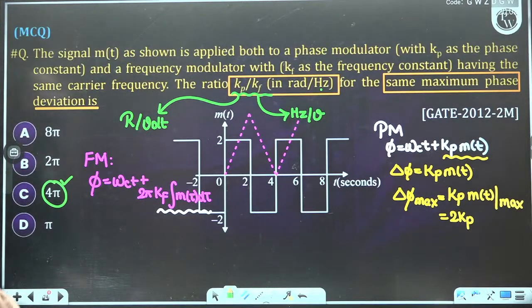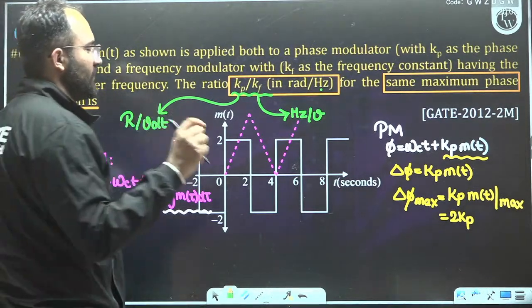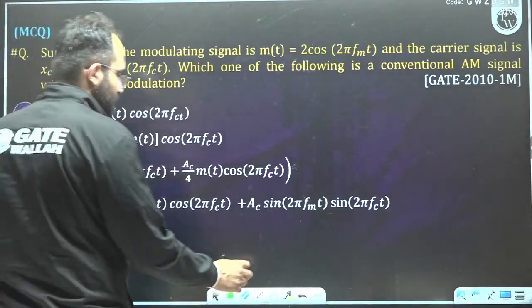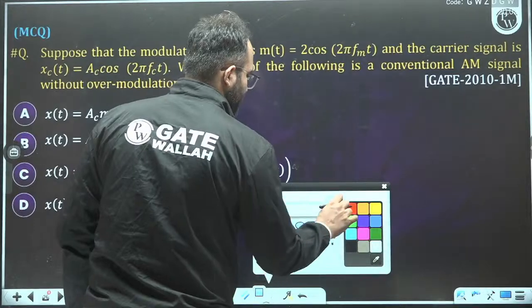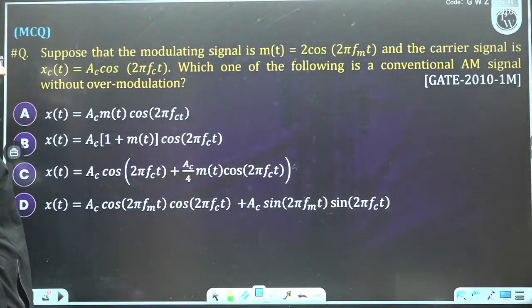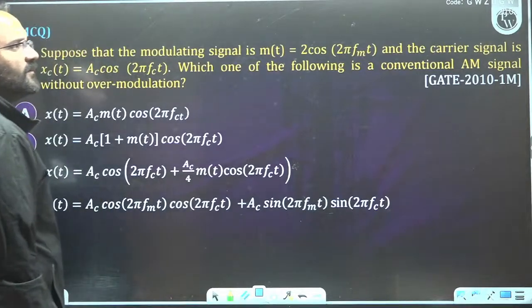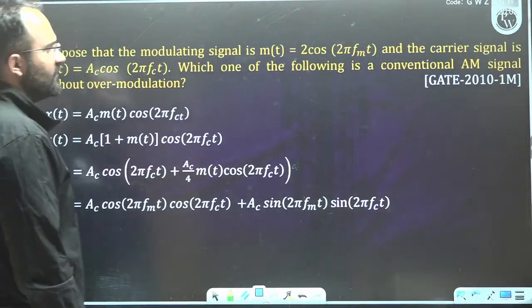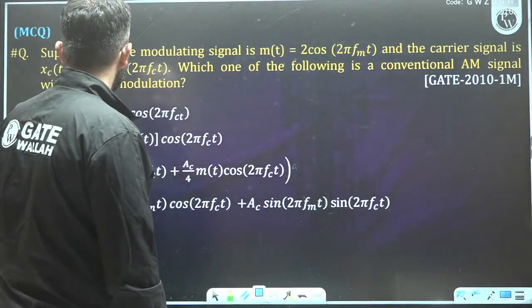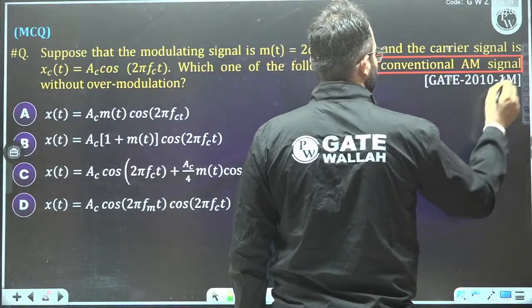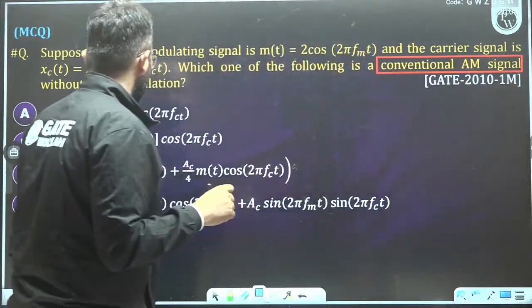Okay, so let's move on, dosto. I hope all of you are able to solve the question. Now let's see some more questions. Suppose that the modulating message is given to us, and the carrier signal is given to us. Which of the following is a conventional AM signal without over modulation? So conventional AM signal, but we do not want any over modulation.